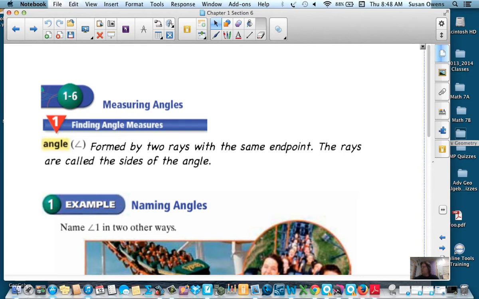So we start out with the definition of an angle. An angle is formed by two rays with the same endpoint. The rays are called the sides of the angle. So there's a couple different ways we can name angles. So I'm actually going to draw a couple angles.